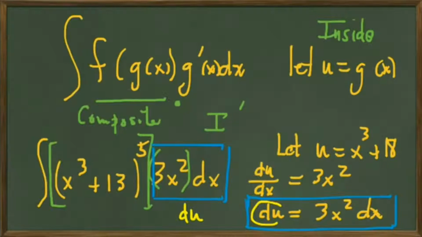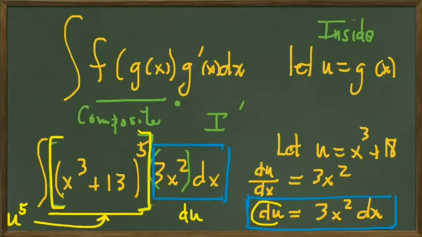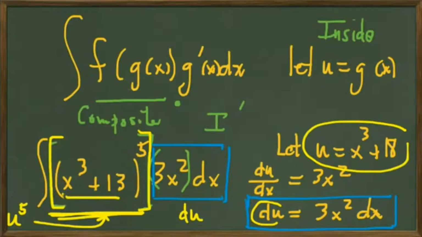Now let's look again at the part of our original integral that was in the green square brackets, and notice that that is u to the 5th power. So this right here, x cubed plus 13, is what we assign to the variable u. It is raised to the 5th power, so everything here in the brackets, x cubed plus 13 to the 5th, is u to the 5th. And so what we've got now is a much simpler form of the integral.